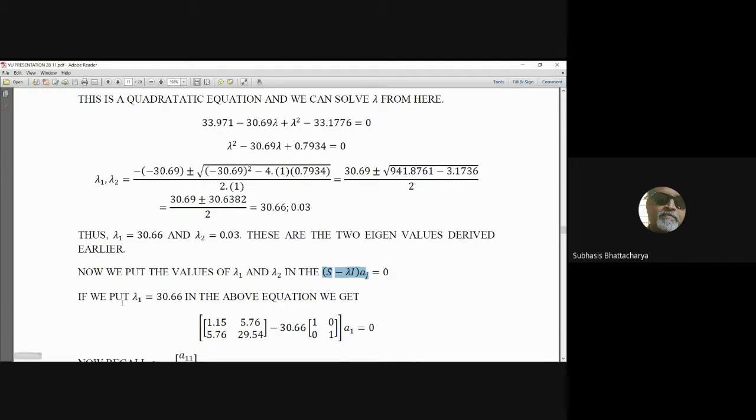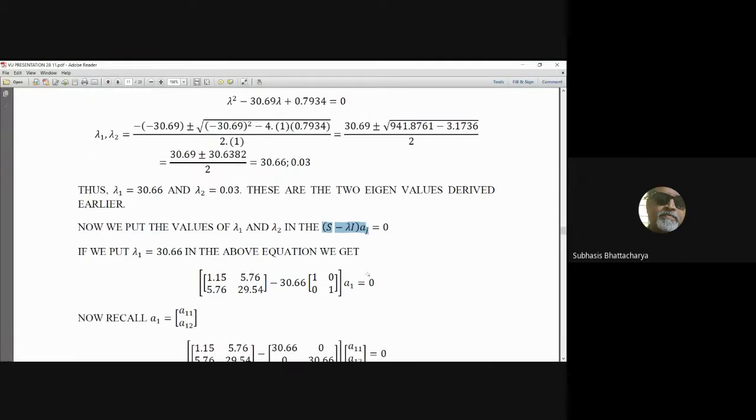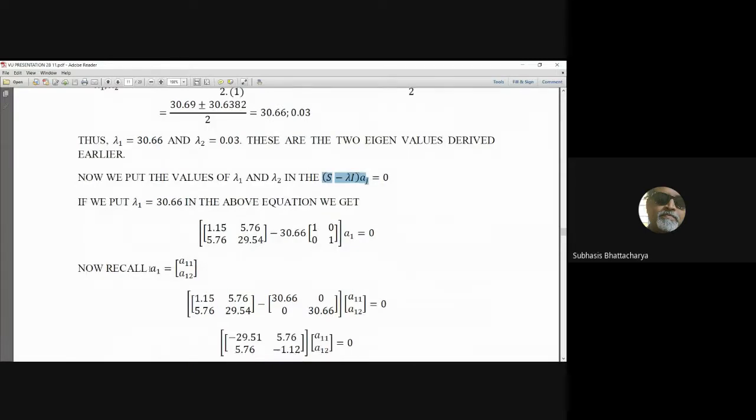If I consider the value of lambda 1, that is 30.66, and put this in this matrix, remember this is the equation. S is the variance covariance matrix, minus lambda, which is lambda 1, 30.66, times I, the identity matrix [1 0; 0 1], times A1, which equals 0. And we know earlier that A1 is nothing but A11, A12. So I just put it again.